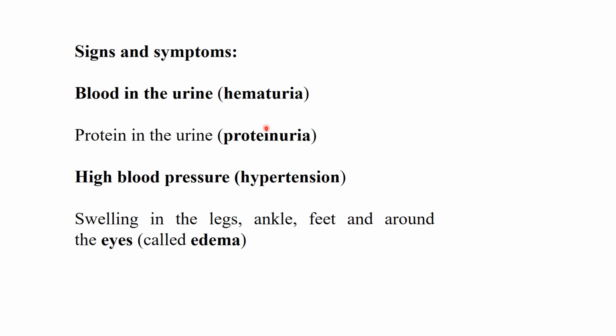Signs and symptoms of Alport syndrome: blood in urine, hematuria, proteins in the urine, proteinuria, high blood pressure, hypertension, swelling in the legs, ankles, feet, and around the eyes, that is called edema.